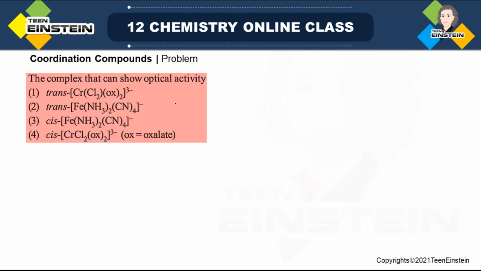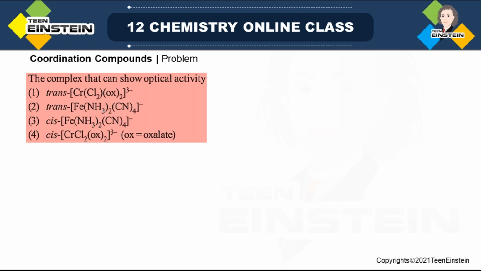The complex that can show optical activity. Here we have 2 complex, which are basically, see, if you look at the formula, basically we have 2 complex, but both cis and trans are mentioned, so that is why ultimately it is 4.